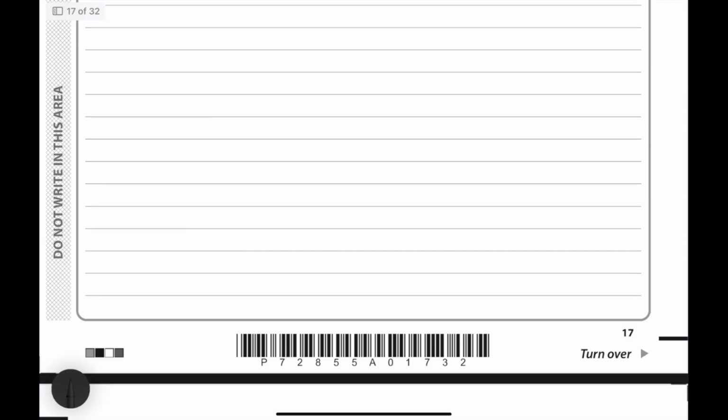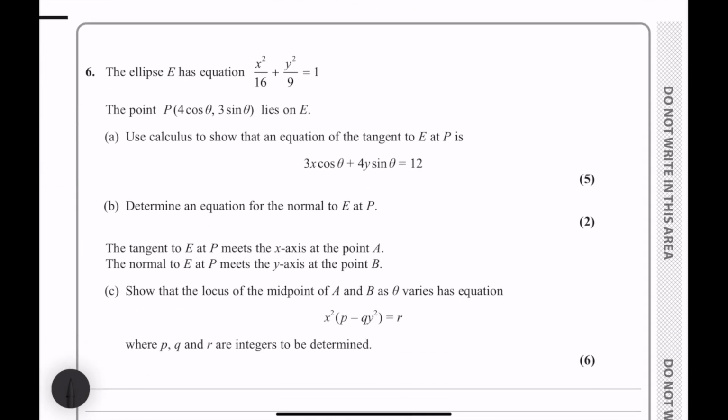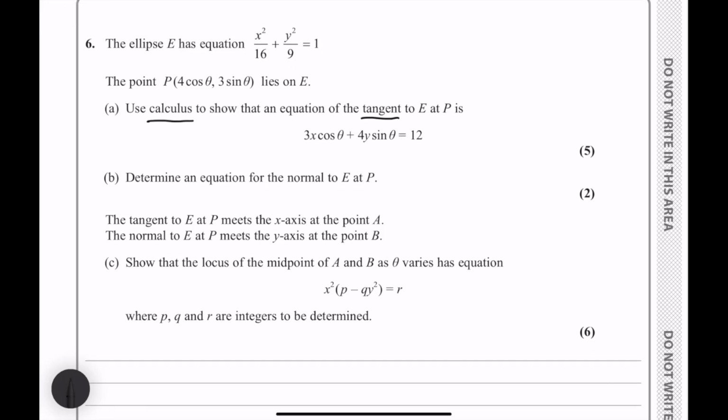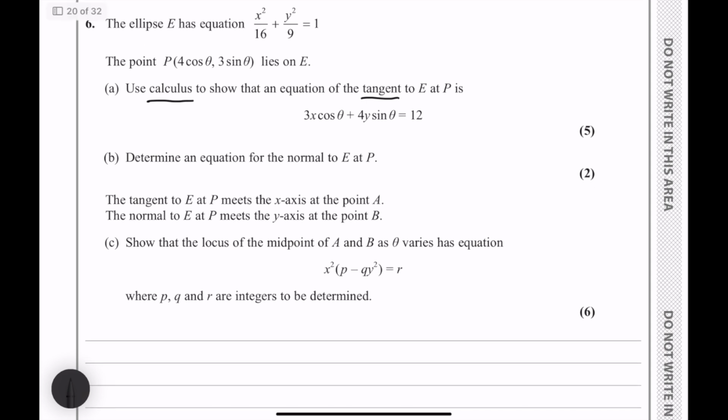Moving on to question 6. The ellipse E has equation this. The point P lies on E. Use calculus to show that an equation of the tangent to E at P is this. There is an equation of the tangent that you can remember, but we're using calculus to show this, so we need to go back and do it from scratch.